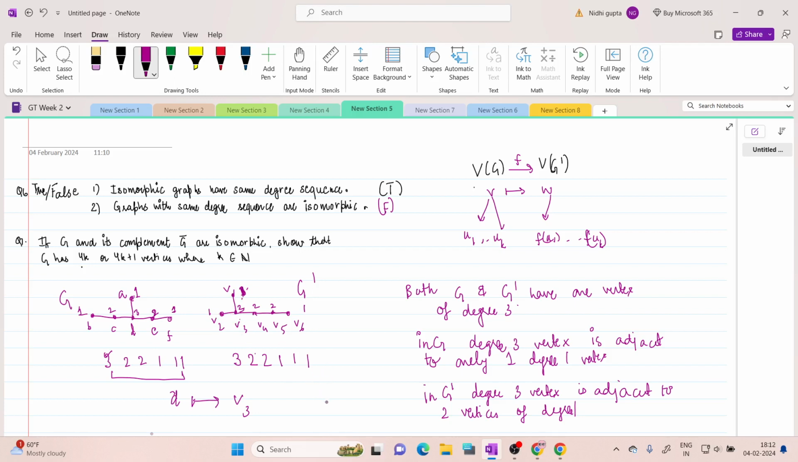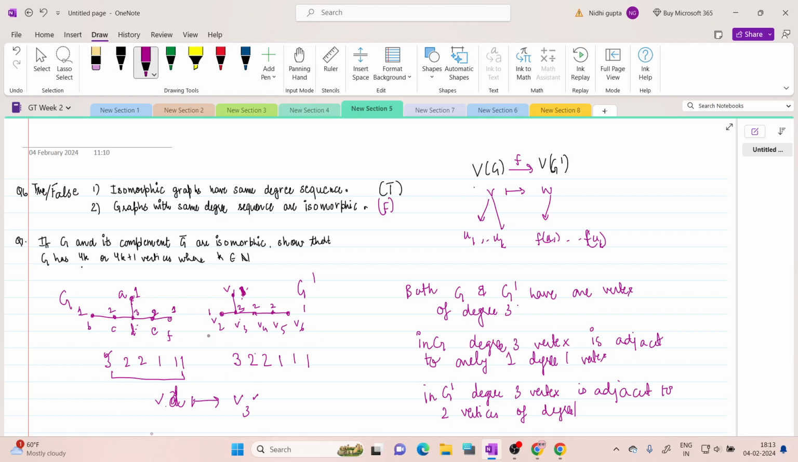Therefore, they cannot be isomorphic. Because if they were isomorphic, and D was going to V3, the degree of adjacent vertices of D should match the degree of adjacent vertices of V3. But in this case, it is not matching. Therefore, it is not an isomorphism. There is only one vertex of degree 3, so D has to go to V3. D cannot go to any other vertex if there was an isomorphism.